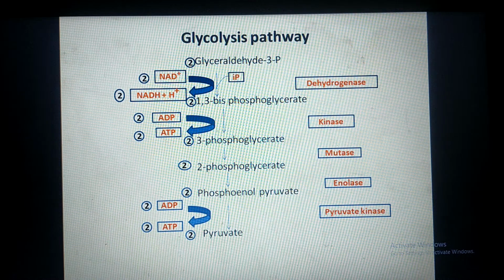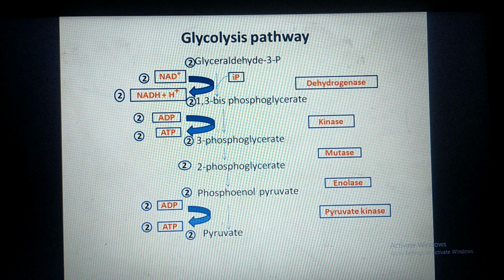That means two hydrogen atoms are removed from glyceraldehyde 3-phosphate, which are accepted by NAD and get reduced to NADH. So two NADH molecules are synthesized as two glyceraldehyde 3-phosphate molecules are converted into two molecules of 1,3-bisphosphoglycerate. The enzyme required for this step is dehydrogenase. The complete name is glyceraldehyde 3-phosphate dehydrogenase.